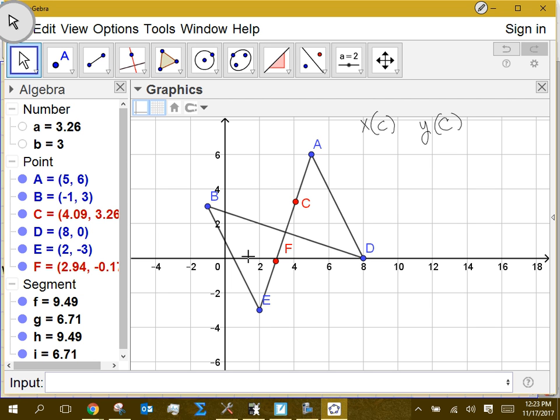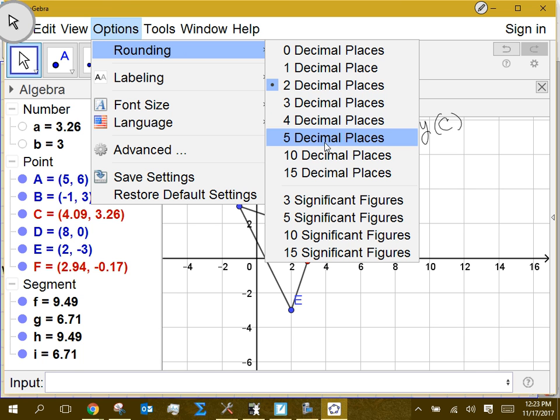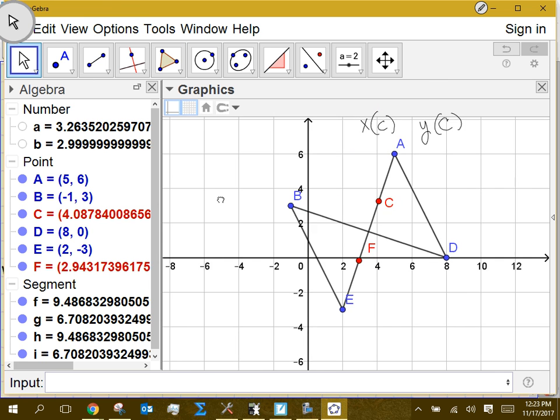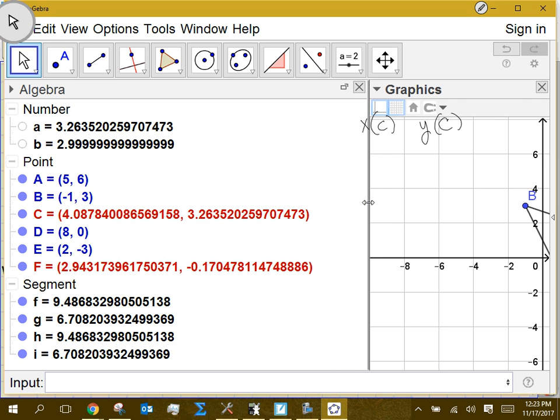Okay. My only suggestion is, and this is why I wanted to demonstrate this, is it really going to be easy for you to take C and F where they're currently located and know exactly, and this is out to 15 decimal places, but GeoGebra is using much longer decimal places. You're using an infinite number of places. Is it going to be really easy for you to know that C is at an X value of 4.087840086589158? No. Okay, you have to kind of guess, right?